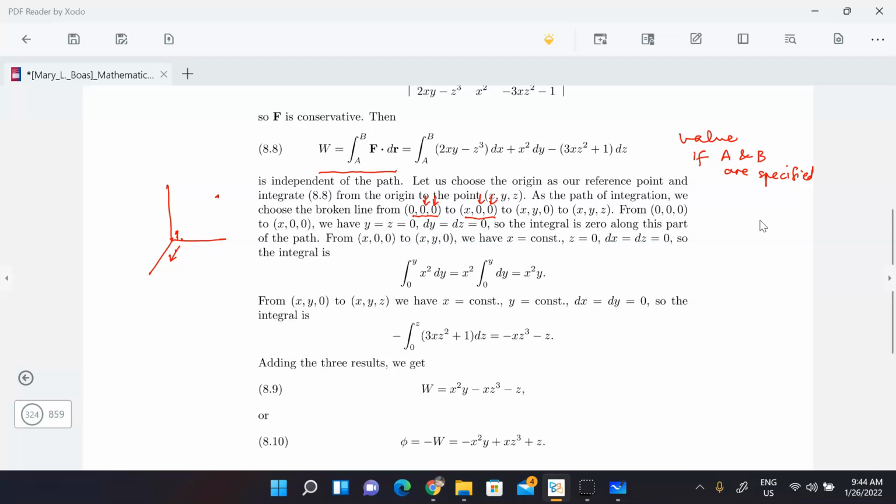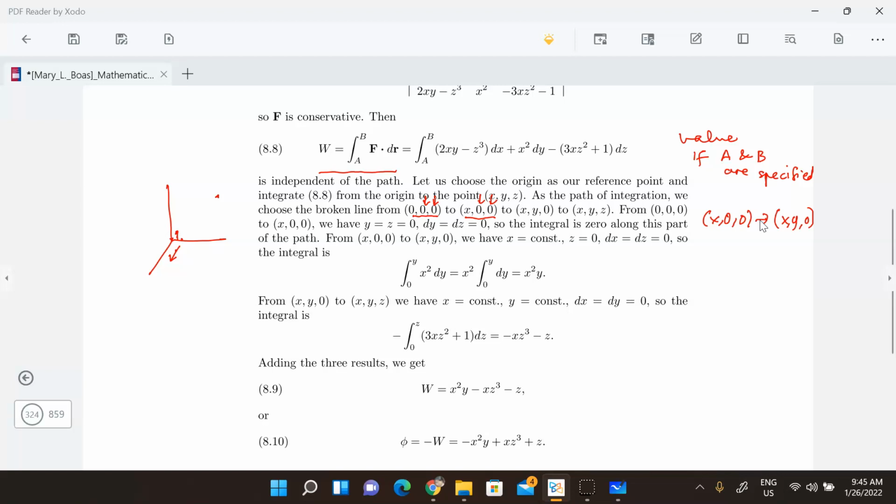There should be an intermediate part where it goes from x00 to xy0. Okay. So in that particular case, you see your x doesn't change, so dx will be 0. Your y changes, so there will be dy, and your z is maintained at z equals 0, so dz equals 0. Okay.